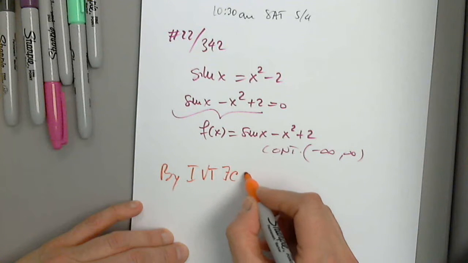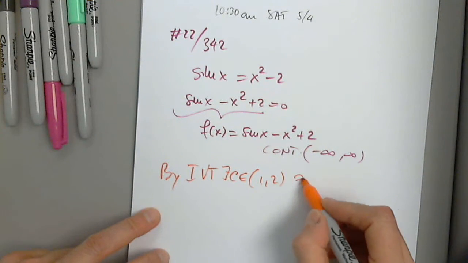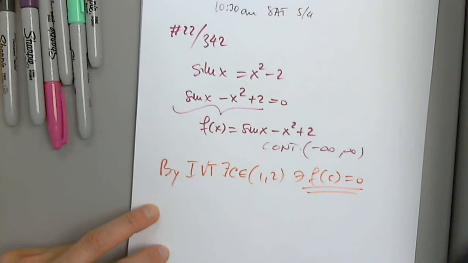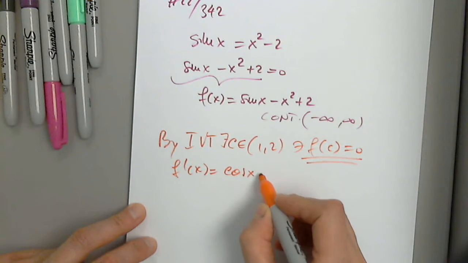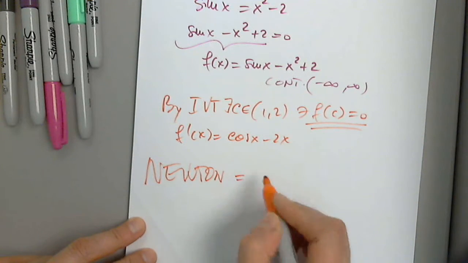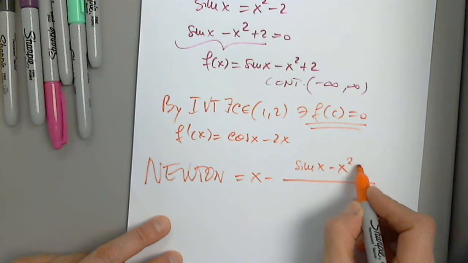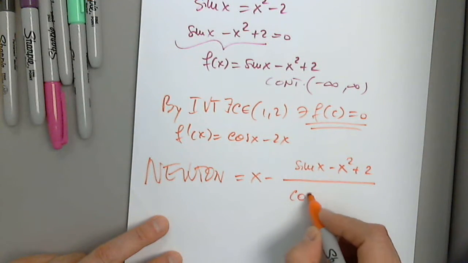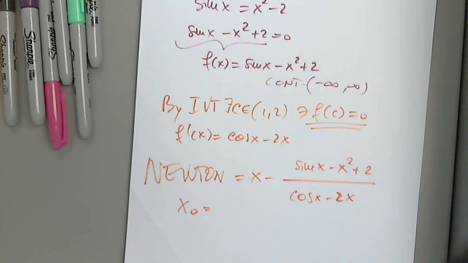There exists a c in the interval 1, 2, such that f of c is 0. So I know there is a solution between 1 and 2. Now we do find f prime, and we get cosine x minus 2x. We create what I like to call Newton's function, which is x minus f of x, which is sine x minus x squared plus 2, over cosine x minus 2x. And we establish an x0. So we either start at 1 or we start at 2.